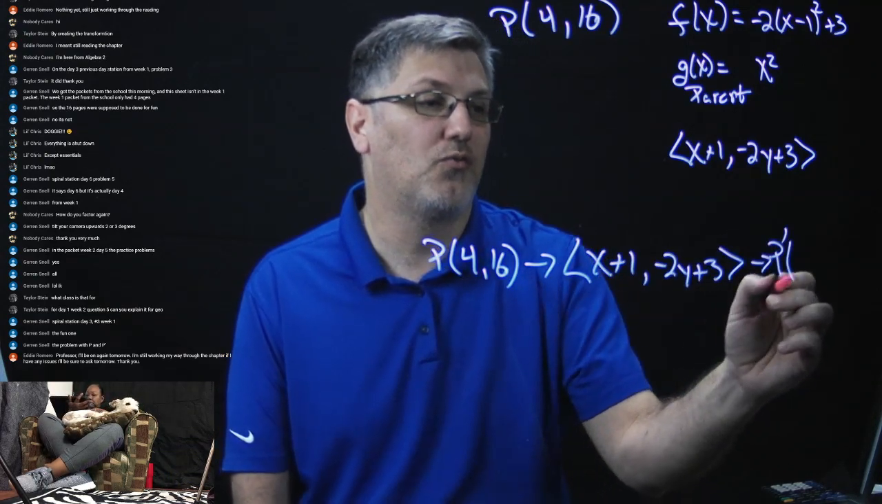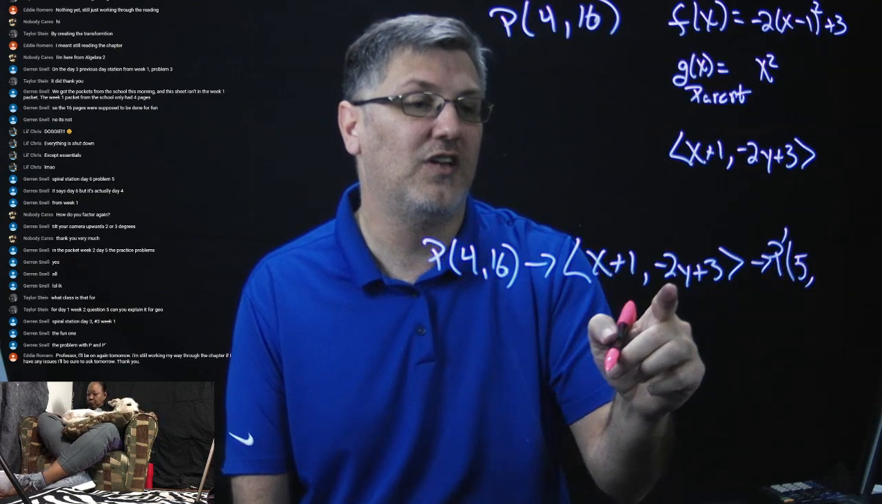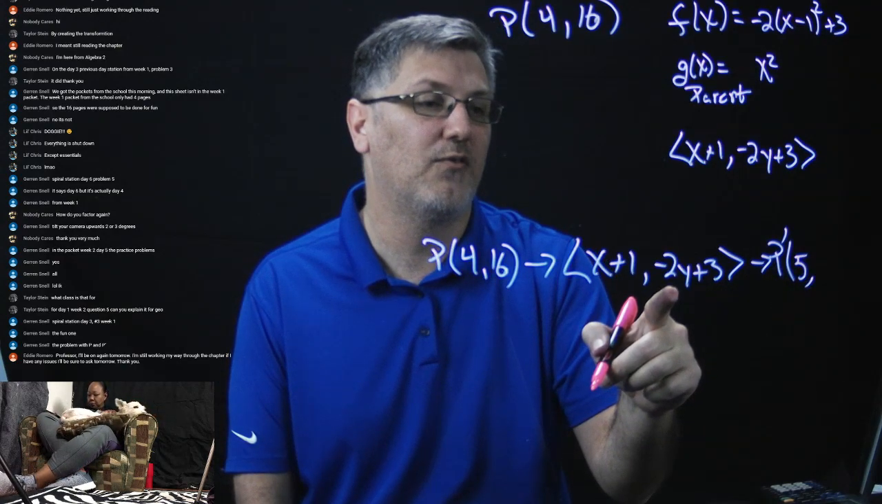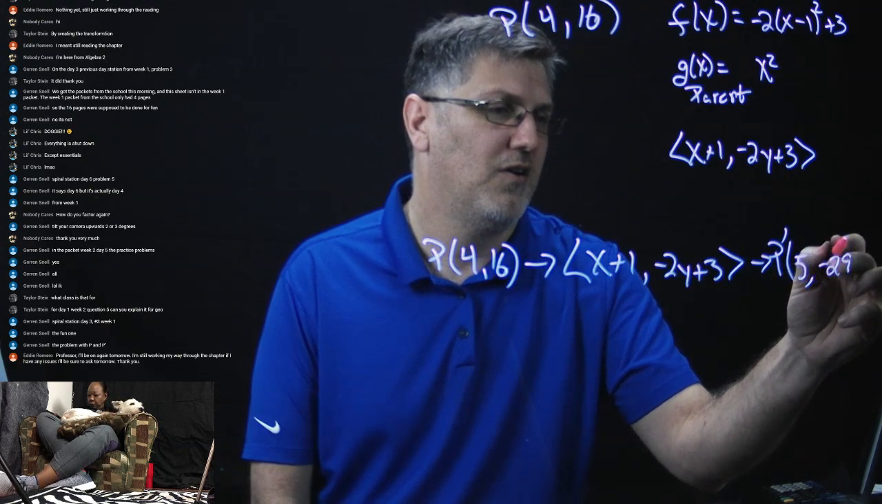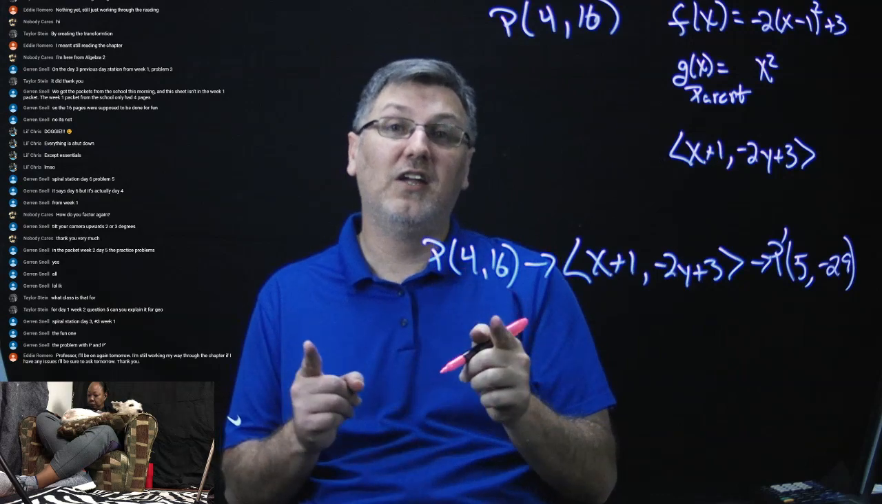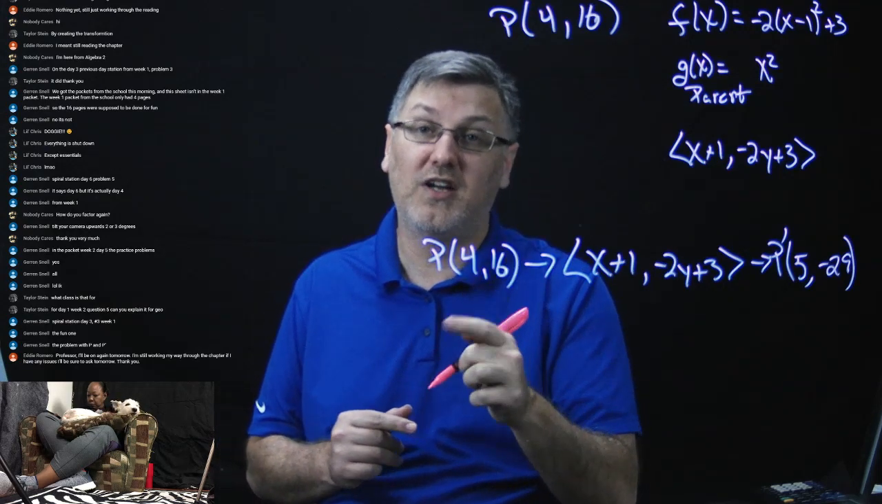So I'm going to do 4 plus 1, which gives me 5. And 16 times negative 2 is negative 32, plus 3 should give me negative 29. And that's all there is to that problem. The key is setting up that mapping, just like in geometry. Setting up that mapping is the key.